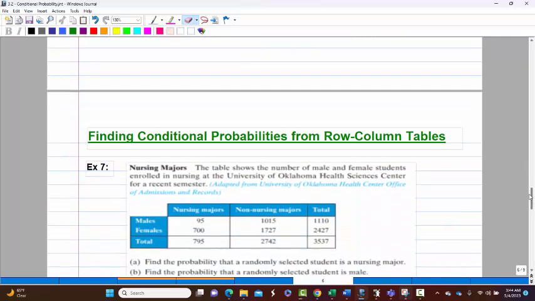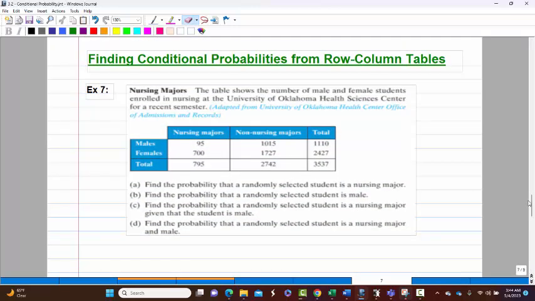Excellent. Now, conditional probabilities from row column tables. Example 7 here, nursing majors. We have students enrolled at the OU Health Sciences Center. It's broken down into males and females. I'll explain how to read this in a second, but I kind of am right now. They're either nursing or non-nursing, and there's your total. So out of 3,537 students, 795 are nursing, and 2,742 are some other health science major in that department.